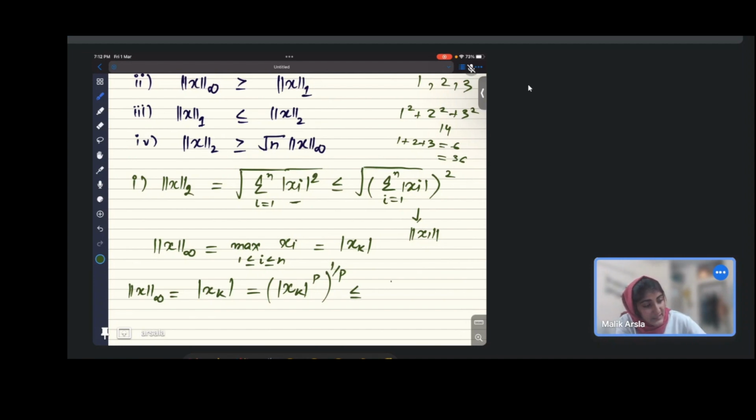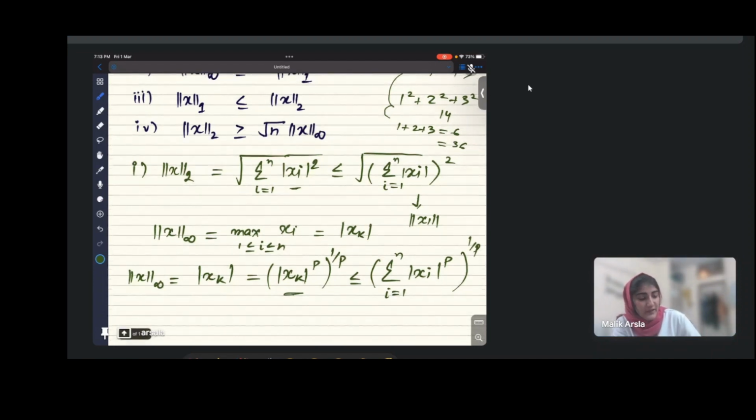Now we know that this is less than or equal to the summation of xi to the power p, with i running from 1 to n, and then take its 1 by p, similarly as we did here. This thing is always going to be less than this. See, if we have a number series and suppose the values of x are 1, 2, 3, 4, and so on up to 6, here xk is going to be 6.